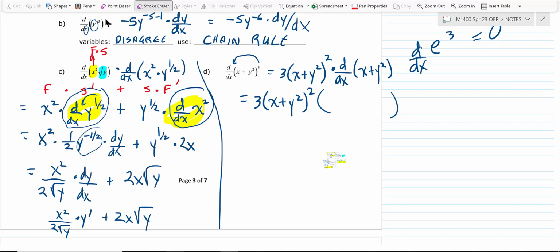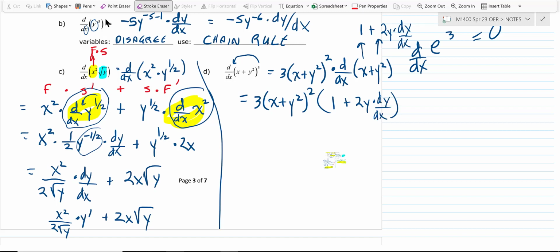And then see if you can process this in your head. What's the derivative of x? The variables agree, so what is that? 1. How about y squared? The variables disagree, so what's that? 2y times dy over dx. Good. So you just do it in your head. And then that's all we're going to do on the problem. There isn't anything else we need to do on the problem.